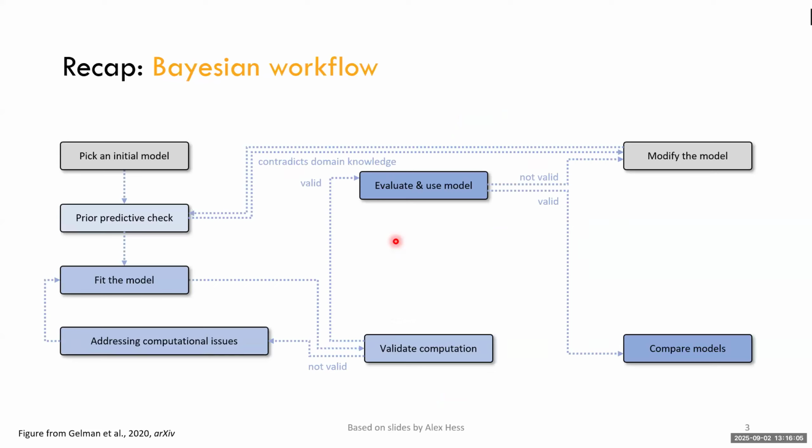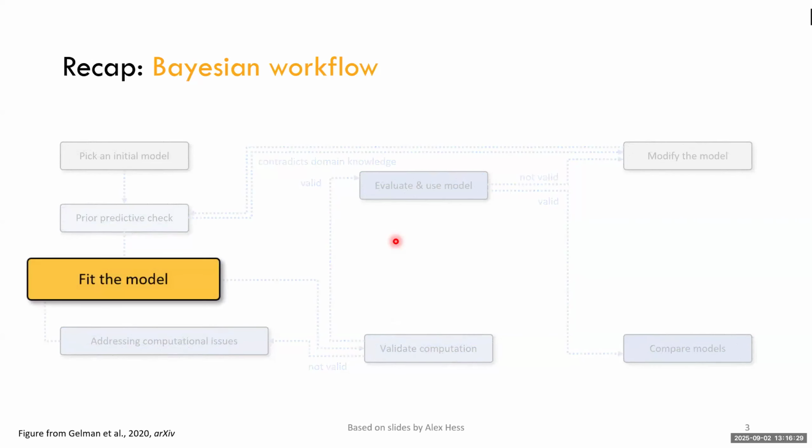Another slide that I took from Alex's talk just to orient ourselves a little bit. So Alex went through this entire adventure of creating a model, very non-trivial because you have to balance complexity of the model with interpretability and simplicity. And so he went through picking an initial model, prior predictive checks, et cetera, et cetera. In this talk, we will really just be focusing on fitting the model.